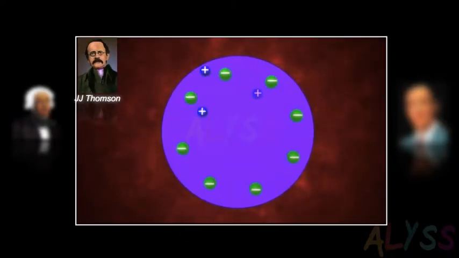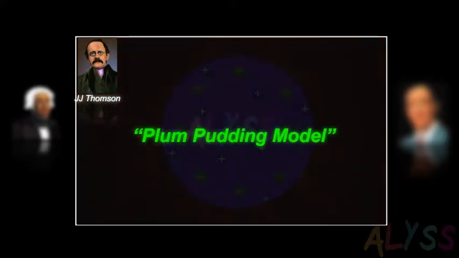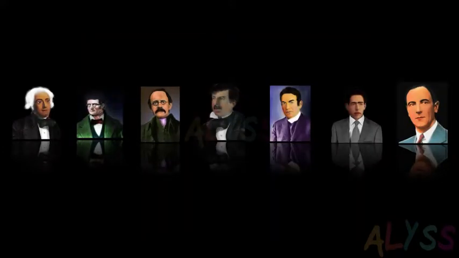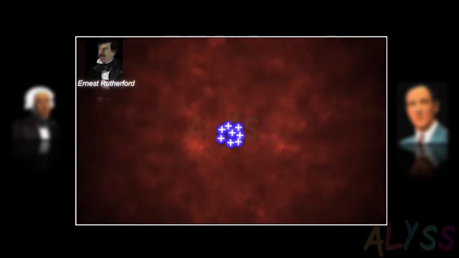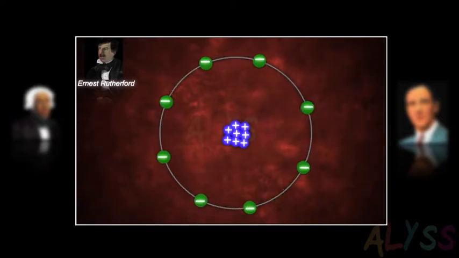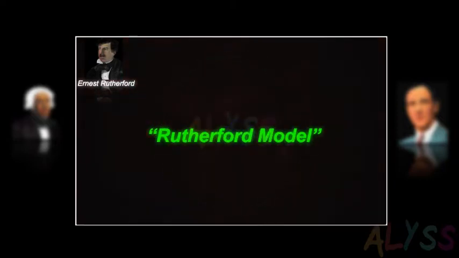J.J. Thomson, discovery of electrons, said that electrons are negatively charged and contain low mass. The plum pudding model for atomic structure. Ernest Rutherford, discovery of protons. He said the protons reside in the nucleus of an atom and contain a positive charge and mass. The Rutherford model for atomic structure.